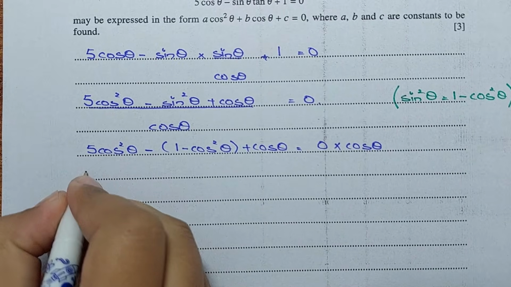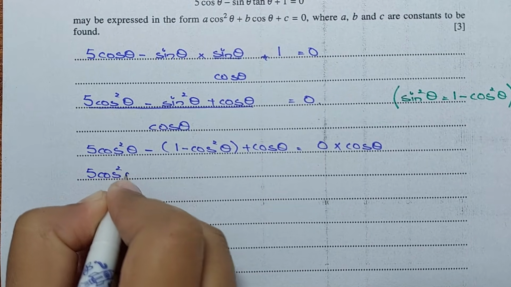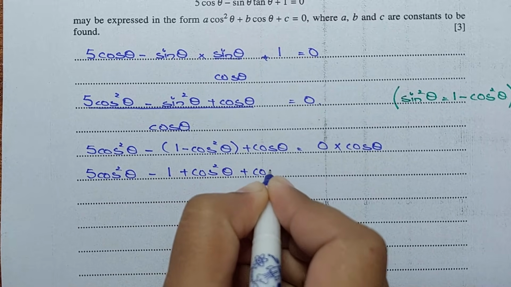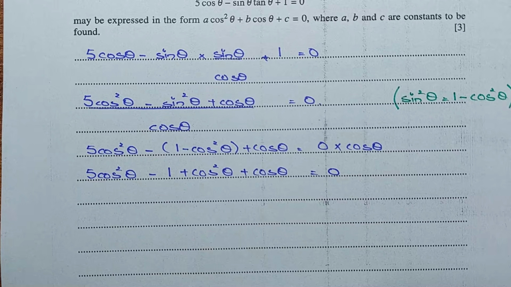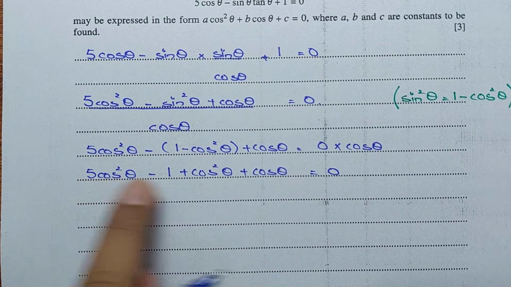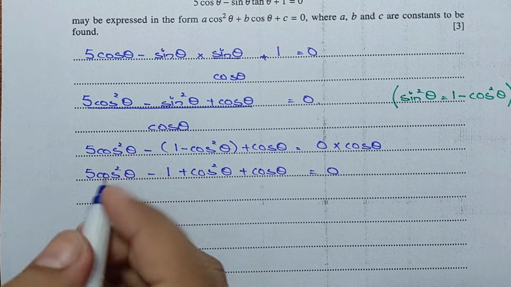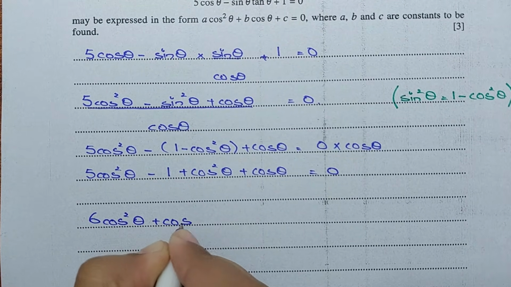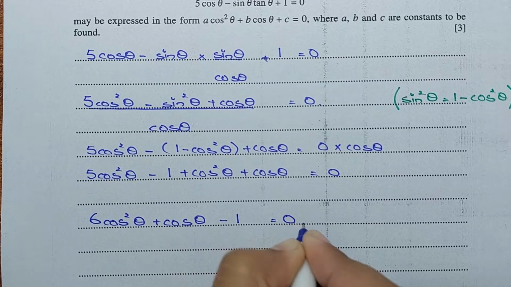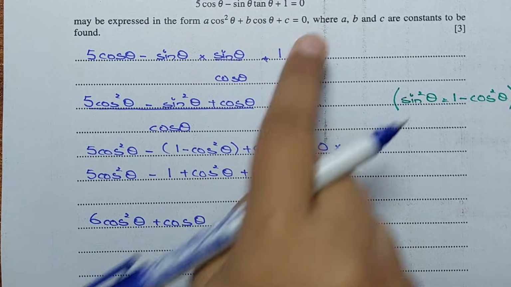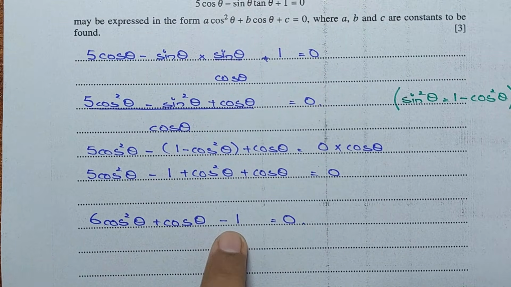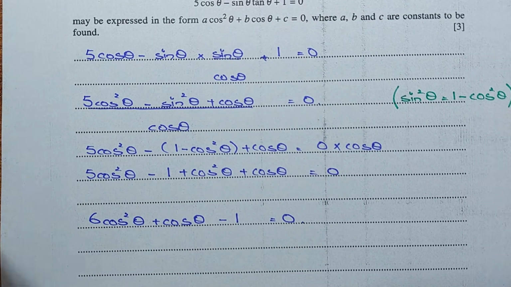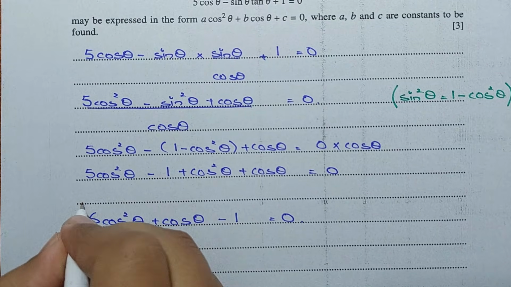Okay. Now here we have 5 cos squared theta minus 1 plus cos squared theta plus cos theta equals to 0. Right, now this is cos squared, this is cos squared, 5 plus 1 is 6. 6 cos squared theta plus cos theta minus 1 equals to 0. Now this whole equation is expressed in this form: a cos squared plus b cos plus c equals to 0. A value is 6, b is 1, c is minus 1, and these are the constants a, b, c.